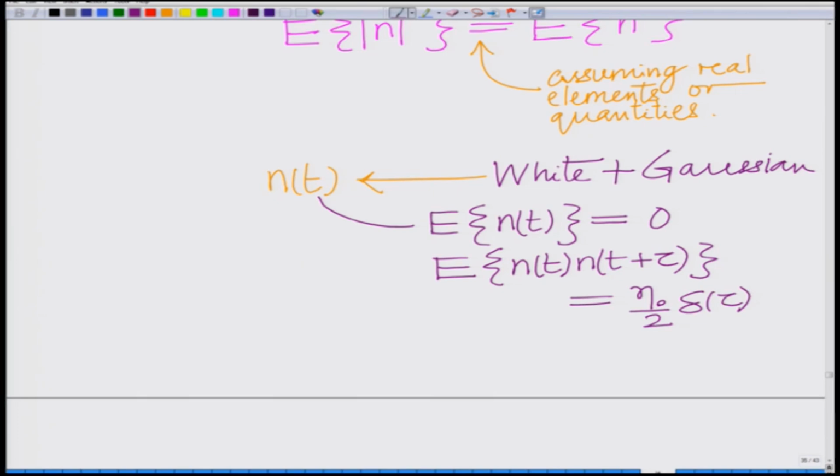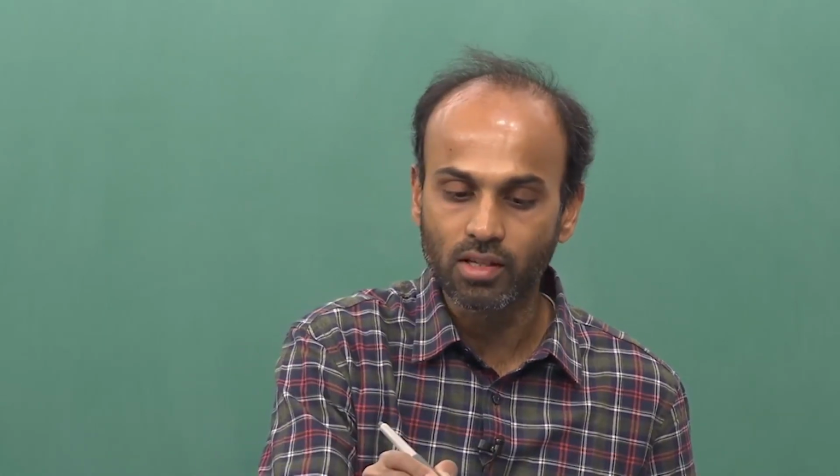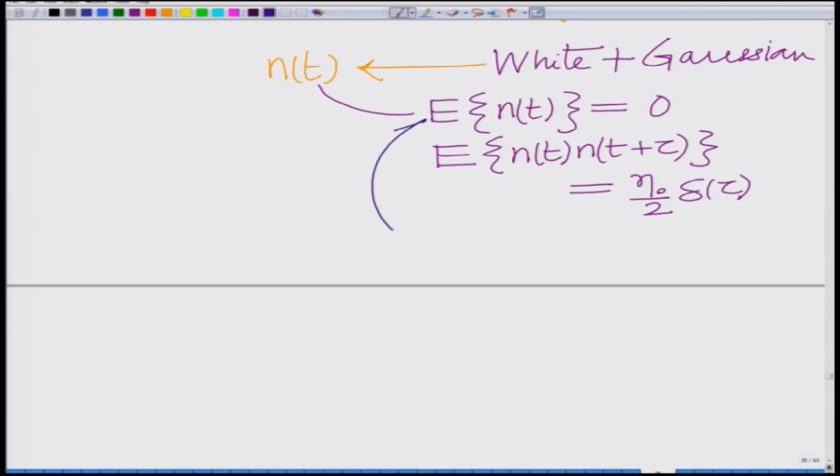We have seen that if the autocorrelation is eta naught by 2 delta(tau), that is an impulse. Therefore, the power spectral density, which is the Fourier transform of the autocorrelation, is flat over the entire frequency domain, and hence this is known as white noise, because the power is uniformly distributed across all the frequencies. Okay. We have already seen this in the previous modules. So, now this noise has 0 mean.